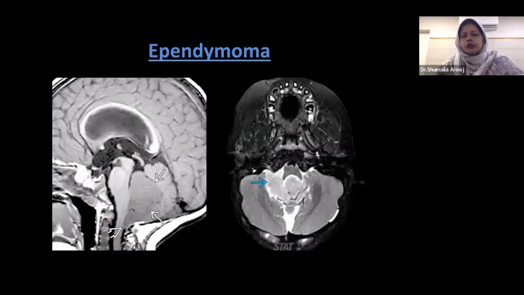Another strong mimicker is ependymoma, but we already discussed that ependymomas are WHO grade 2 tumors. They are not that aggressive. But the most differentiating feature between a medulloblastoma and an ependymoma is that ependymoma is along the ependymal lining, so it will be seeping along the lateral and midline foramina. You just have to focus on the midline foramen and the lateral foramen to decide whether it is a medulloblastoma or an ependymoma.